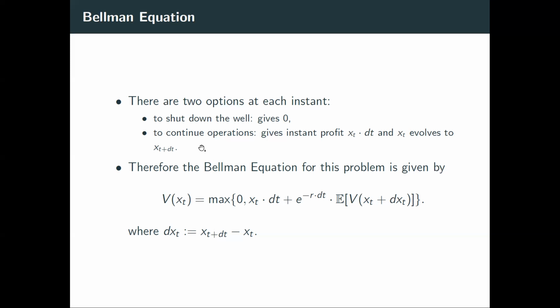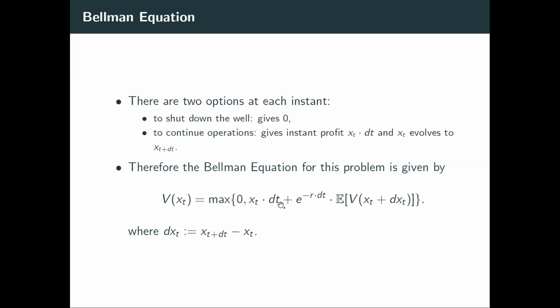And when you decide to continue operation, then you get instant profit, which is XT, your current operation profit, times DT, this small time increment. And then your continuation value, where your current XT evolves to XT plus DT. Therefore, the Bellman equation is given like that. So in any point in time, with your current XT, you choose between these two options. If you shut down the well, you get 0. If you continue, you get your current payoff.